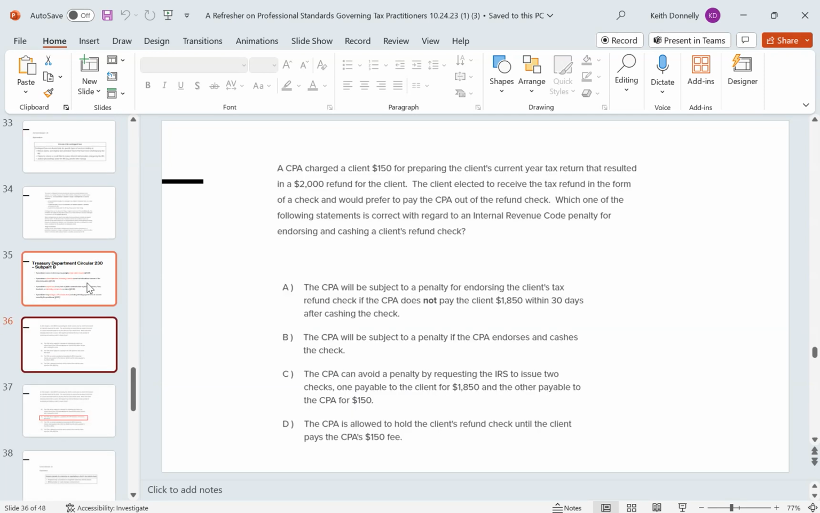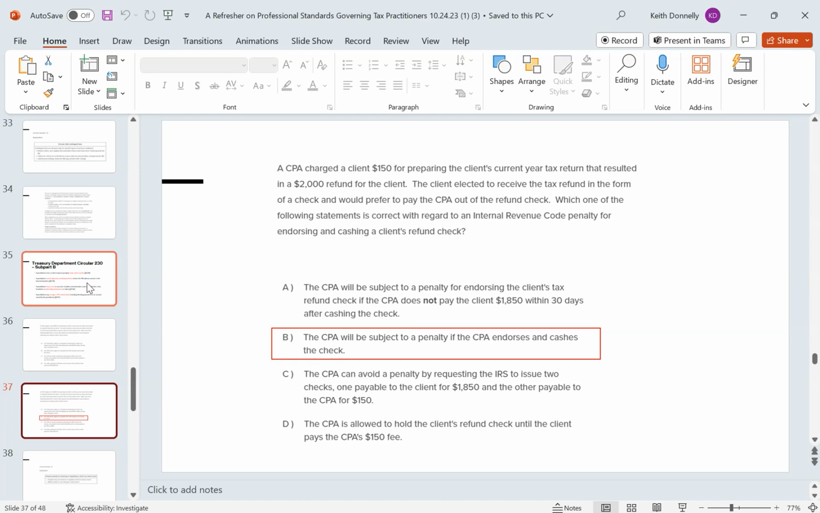So let's look at an example to show you what's going on. A CPA charged a client $150 for preparing the tax return. And when they prepared that return, the client was going to get a $2,000 refund. Instead of getting a direct deposit for that refund, the client says, hey, IRS, please mail me a check and send it to my CPA. The question asks which statement is correct with regard to the penalty for endorsing and cashing a refund check. Well, the answer here is going to be B.